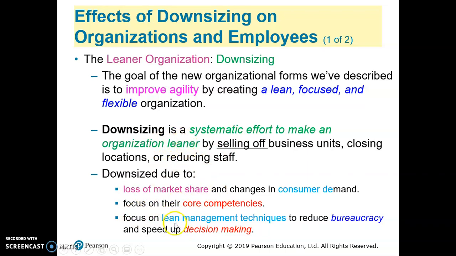And also they want to become leaner, they downsize because they are focusing more on the lean management technique, on the technique to reduce bureaucracy. I mentioned earlier, bureaucracy has many weaknesses. So many organizations downsize not only because of the problem with the market share, not only because they want to focus on the core competency, but they also want to reduce bureaucracy, and also to speed up decision making. So many organizations downsize or become leaner to reduce bureaucracy and speed up the decision making.